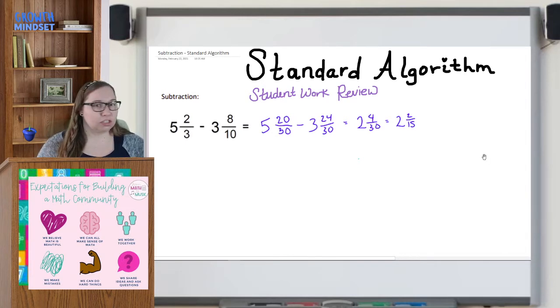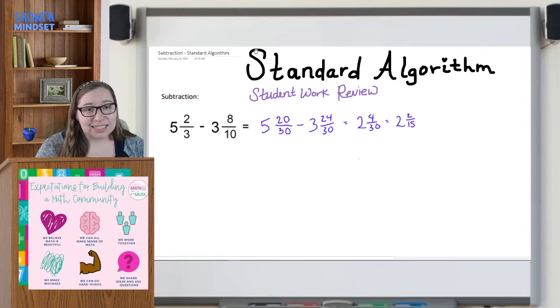Let's look at the equation first. So the equation here says 5 2/3 minus 3 8/10. So the first thing that I notice is that the student wanted to get common denominators. I love that. I love that we know that in order to manipulate fractions amongst each other, they need to be in equal parts in terms of denominator. I love that.